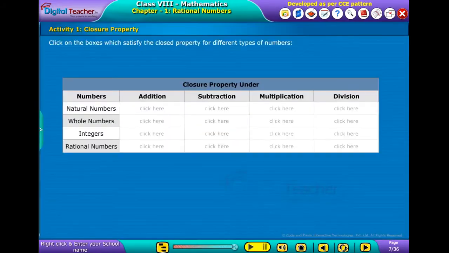Let us do an activity on closure property. Click on the boxes which satisfy the closure property for different types of numbers.